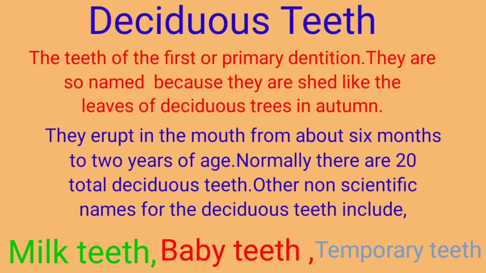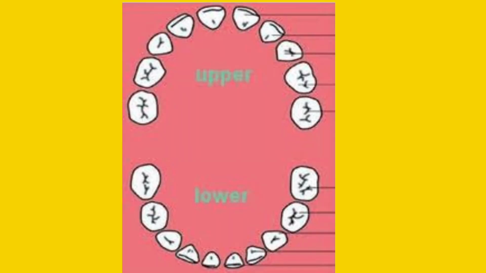Other non-scientific names for the deciduous teeth include number 1, milky teeth; number 2, baby teeth; and third one is temporary teeth. Viewers, in this picture you can see the real example of primary dentition or baby teeth. There are 10 primary teeth per arch and 5 primary teeth per quadrant.